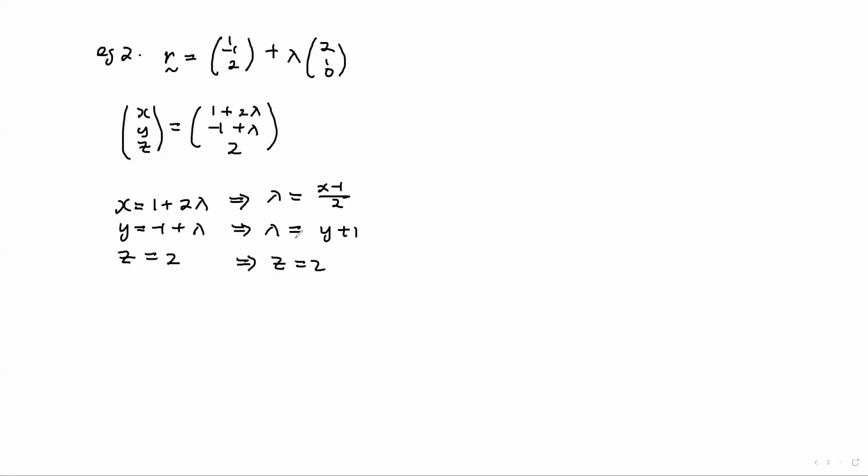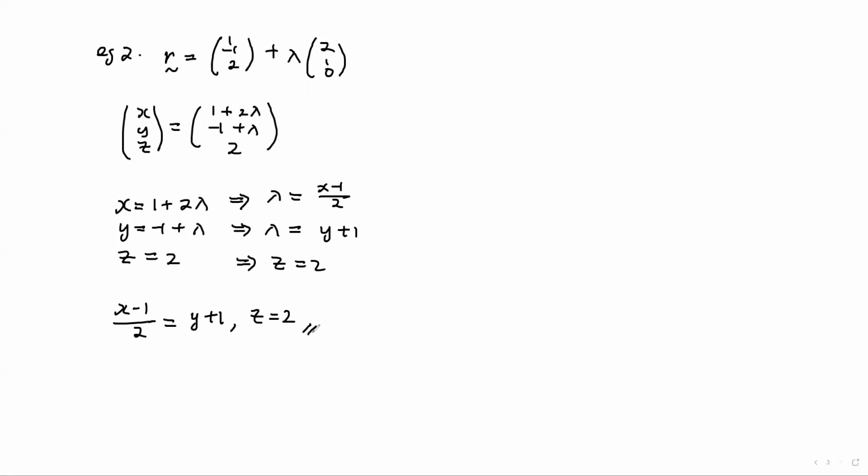So for this case, you realize that the last coordinate is independent of lambda, right? So how am I going to write the equation? Okay, so this is how we write it. Okay, so (x minus 1) over 2 is equal to y plus 1, right? Because both of them are equal to lambda. And as for z equals 2, I will just put a comma and then z equals 2, right? So that will tell us that this z coordinate is independent of lambda. All right.